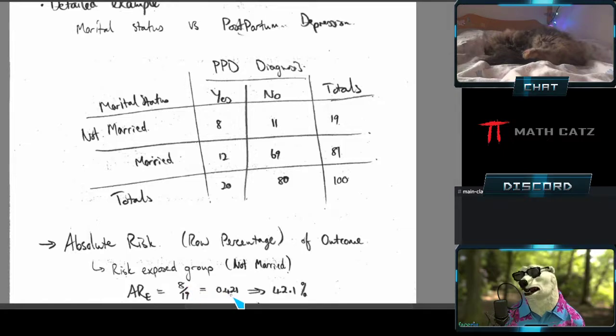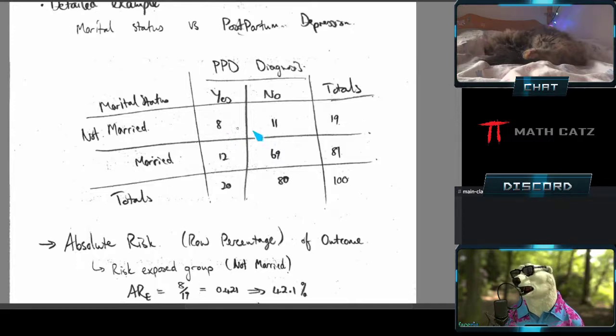You can see it as a decimal. You can see it as a percentage. Those are equivalent. Doesn't matter. I like percentages because they're specifically there to present ratios, proportions and fractions. So why not? 42%, just over 42%, the absolute risk. That makes sense from the numbers here. It's the straightforward relative frequency from the row.